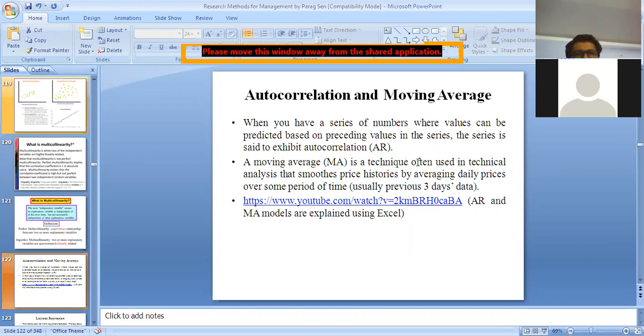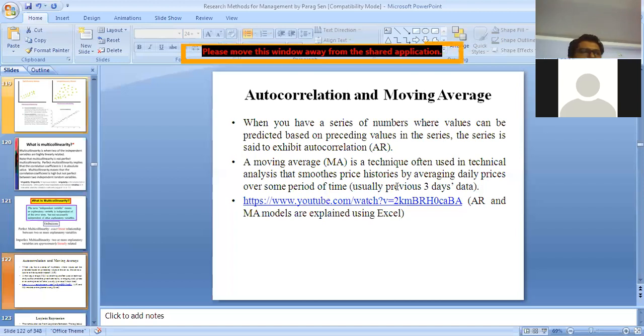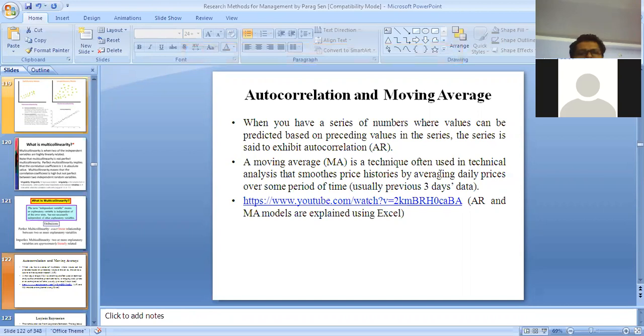And what is moving average? A moving average is a technique often used in technical analysis that smooths price histories by averaging daily prices over some period of time, usually the previous 3 days' data. So in the case of a moving average, we take some previous history, usually the previous 3 periods' data, or even 4 or 5 periods' data, but usually the previous 3 periods' data you consider.